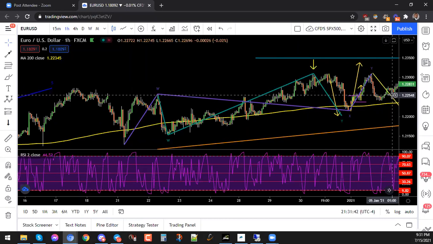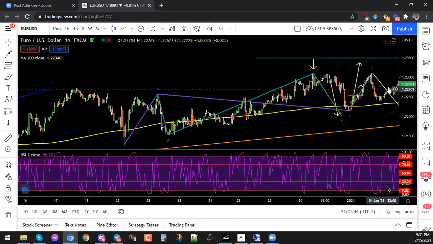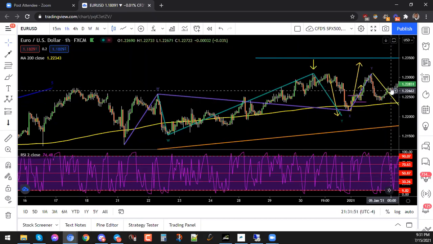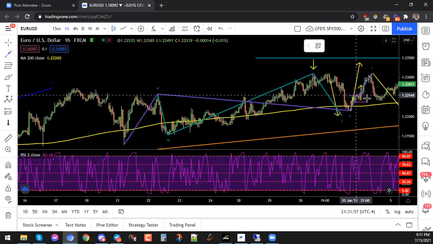By around 2 a.m. or so, we're seeing that we're getting a correction. It looks like 3 waves, 1, 2, 3. So that is 1 wave up, 1, 2, 3. So we'll expect 1 more wave up, right? So we're going to look for something like this.